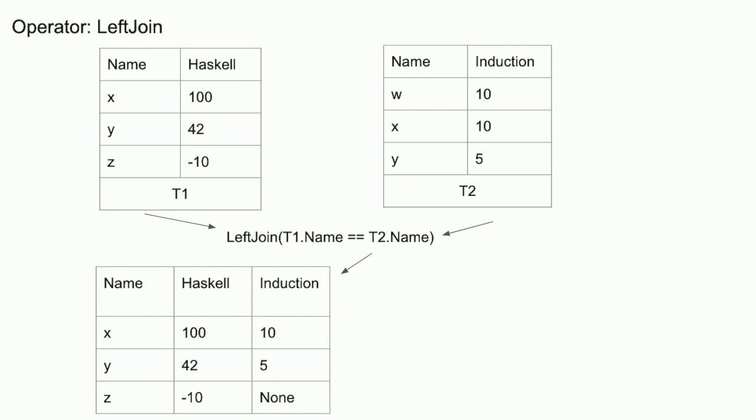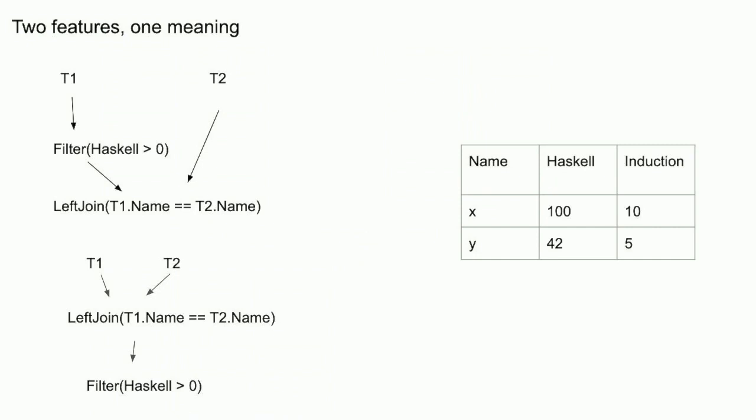Now, just like ordinary programs, there are many different ways to write the same feature. If you think about semantics, what left join does is preserve everything from the left parent. So if you have a filter on the left parent, then it's perfectly safe to move it below the join operator, and it's the same program. You compute the same table. So that's the equivalence, and it's the crux of the matter.